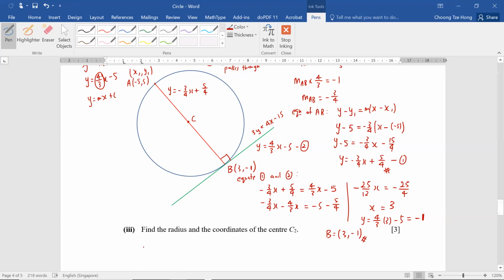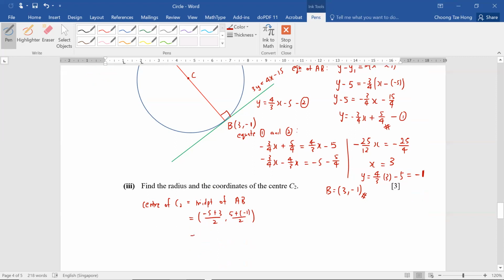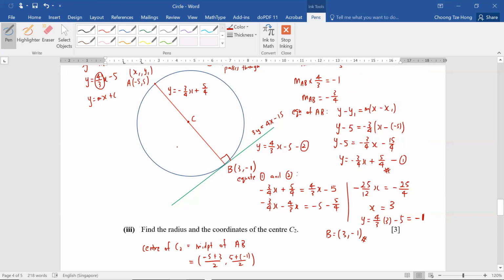I'll write the working here. Center of C2 equals the midpoint of AB. If you recall, the midpoint is very easily found. We just add up the two x coordinates and divide by 2, add up the two y coordinates and divide by 2. You should be able to get negative 1 over here and then 2 over here. So the center of C2 will be negative 1, 2.